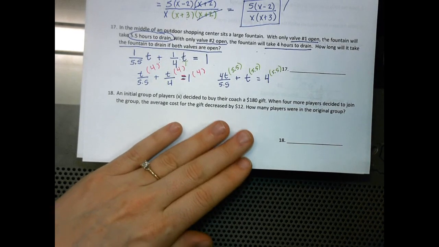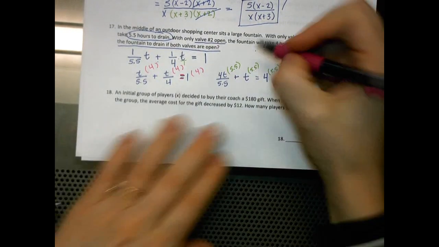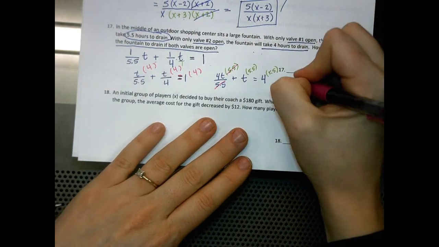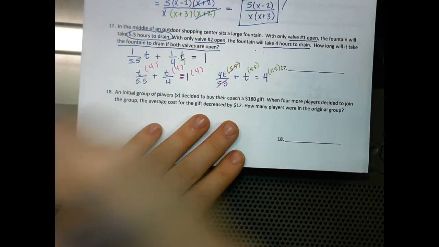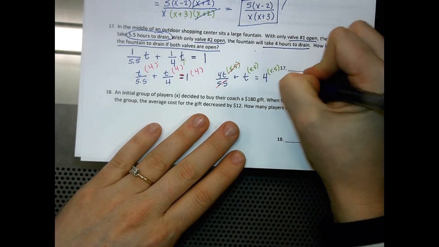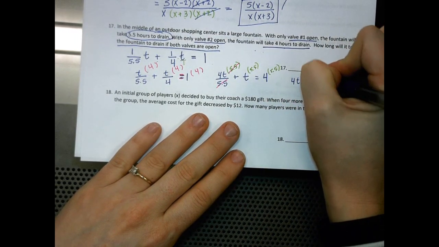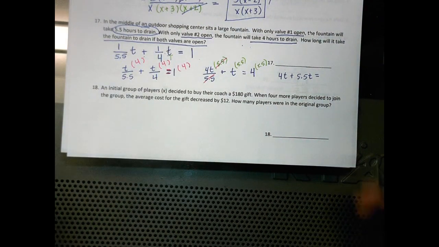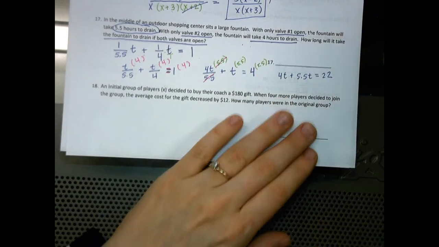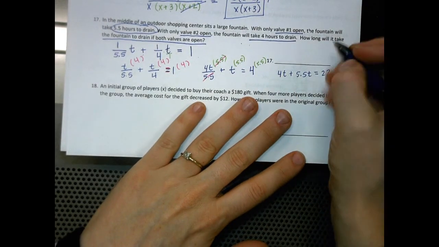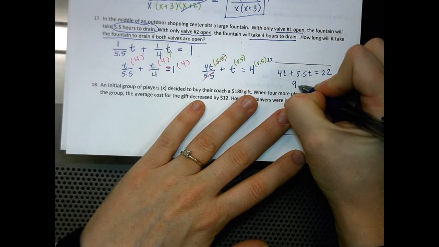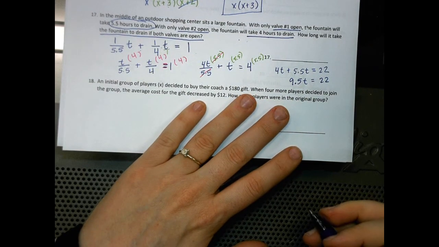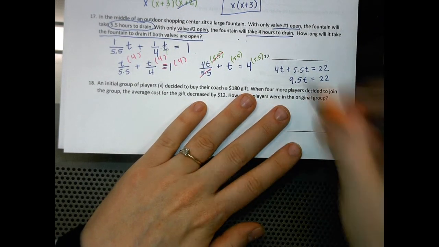All right. 5.5 and 5.5 reduce because anything over itself equals 1. So I get 4t plus 5.5t equals what? 22. Very good. What's 4t plus 5.5t? 9.5t. What do I do now? Divide by 9.5.